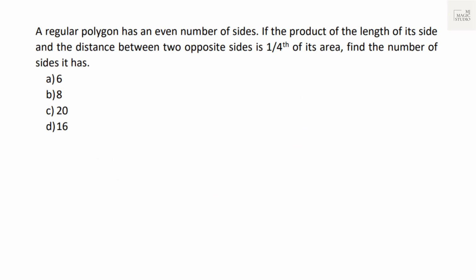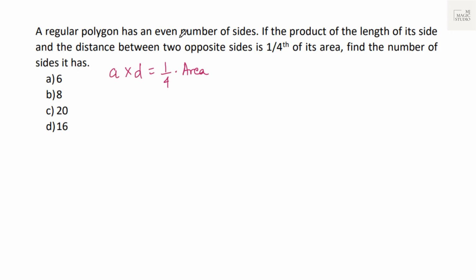Let's give this question a try. A regular polygon has even number of sides. If the product of length of its sides, A, and the distance between the two opposite sides is 1/4 of the area, find the number of sides.